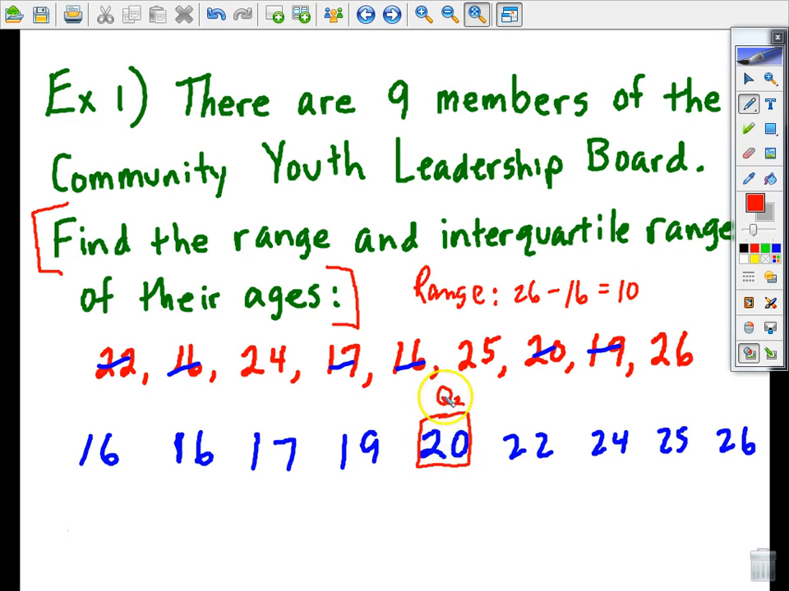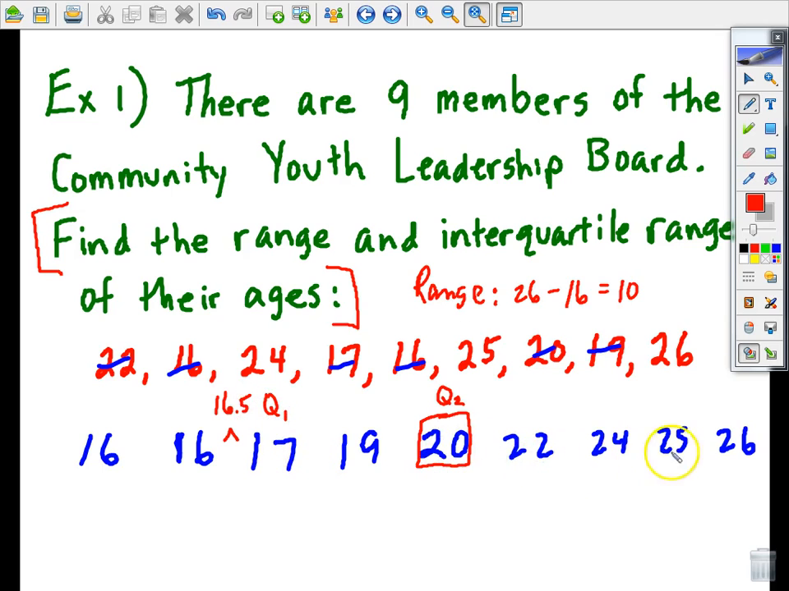Well, Q2 divides our data up into two smaller groups, and there should be the same number of numbers in each group. In this case, I've got 4 numbers to the left of Q2 and 4 numbers to the right. Well, the other quartiles are the middle numbers, the medians of these other smaller groups. So my median of the left 4 numbers, the one that's in the middle, is 16.5. And we call that Q1.